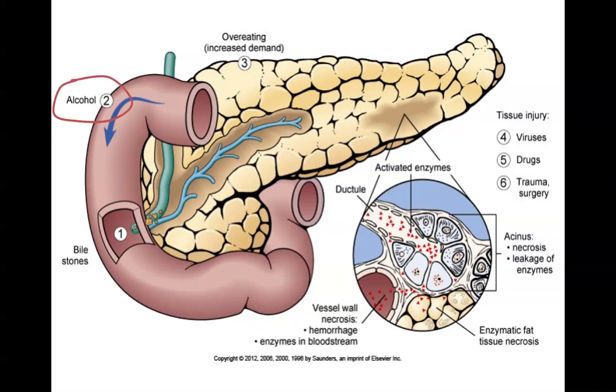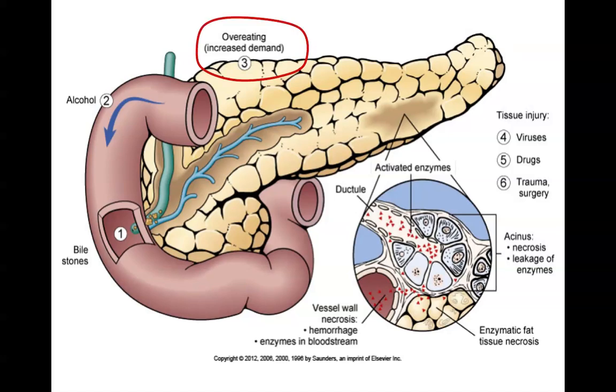Chronic heavy alcohol use is the second most common cause. While the exact mechanisms for alcohol injury remain unknown, acute pancreatitis is clearly linked to alcohol abuse. Acute pancreatitis is known to occur within hours, or perhaps as long as 2 days, after the consumption of large amounts of alcohol.